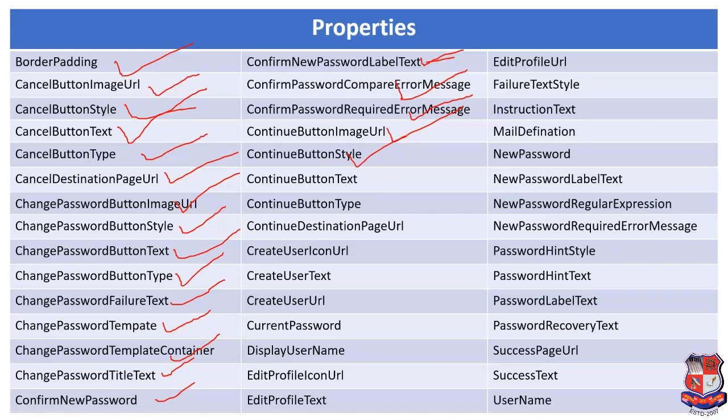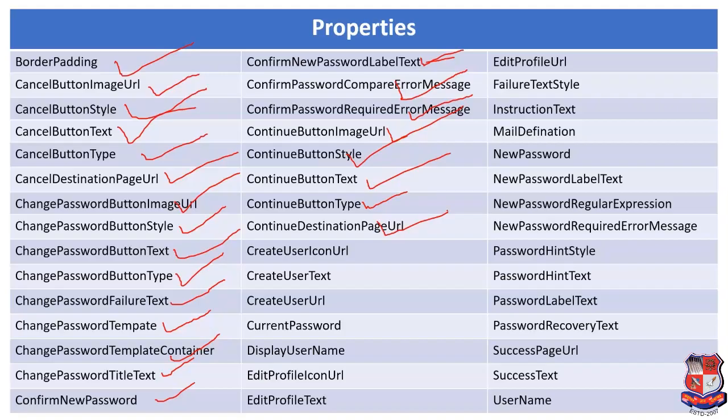Next is continue button style. It is used to retrieve a reference of style property to define the look of the continue button. Next is continue button text. It is used to set or get the text of the continue button in the success view of the change password control. Next is continue button type. It is used to set or retrieve the type of the button to use when rendering the continue button for the change password control.